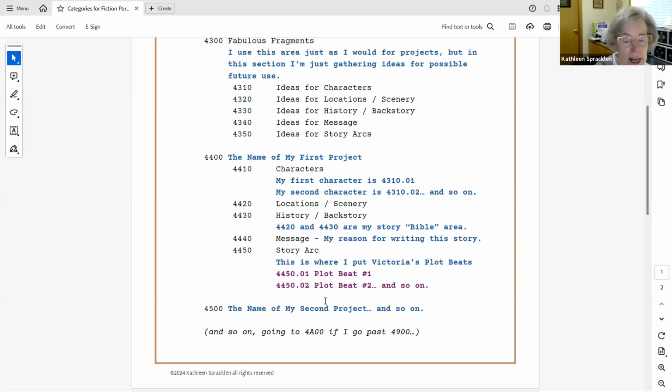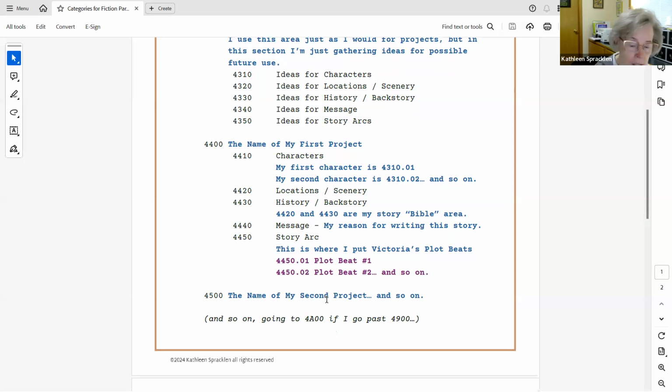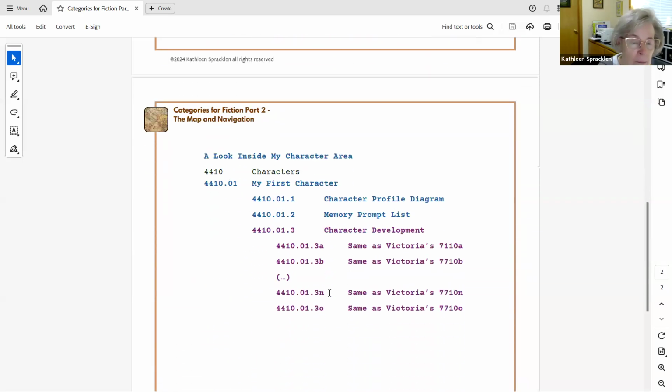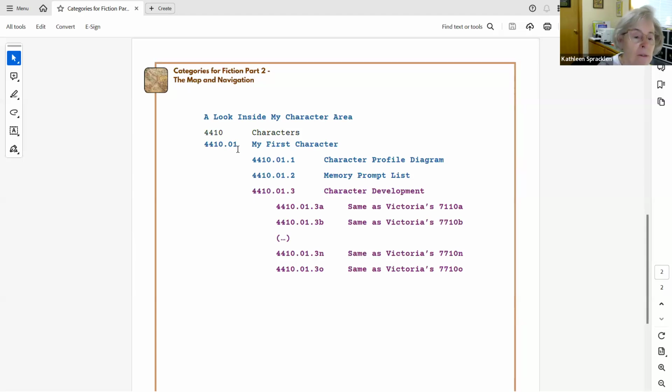So now let's take a look at the second page, which is how I break up my characters, and I go a little bit more fine grain. So as I said, my first character is 4410.01. And so I always keep a character profile diagram for every one of my characters because, as you know, building character is the heart of my writing. And so 0.02 is the memory prompt list, which are the little tiny vignettes that go with each of the character profiles, character traits that I've assigned to my character.